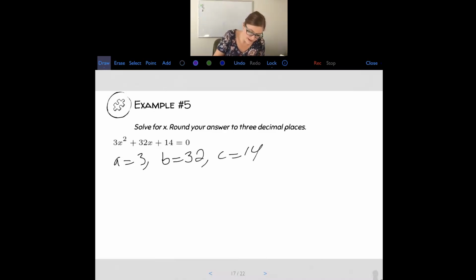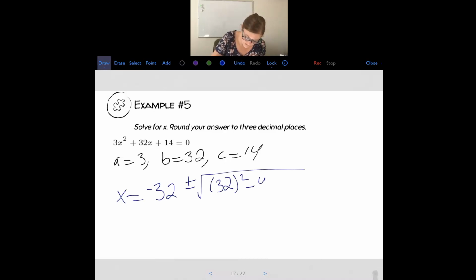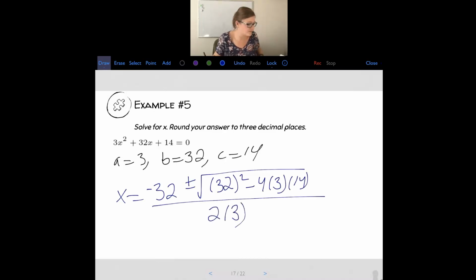Okay, so now we have x is equal to negative b. So this time this is going to stay negative because b is not negative in this case. Plus or minus the square root of b squared minus 4 times a times c, all divided by 2 times a. Okay, so make sure you have this written down, and we are going to go to the next slide.